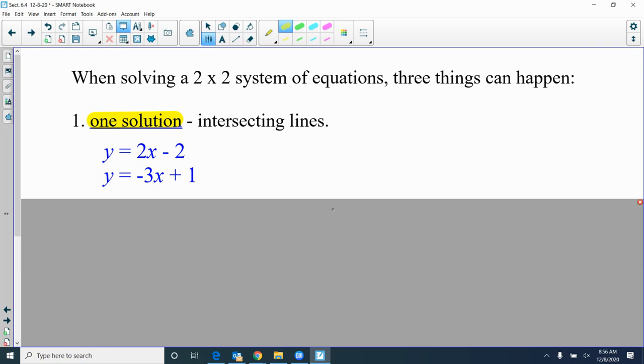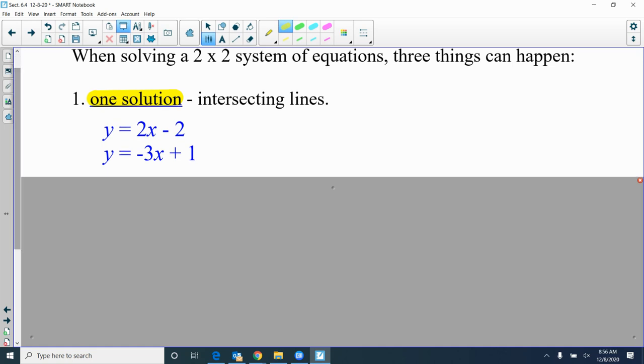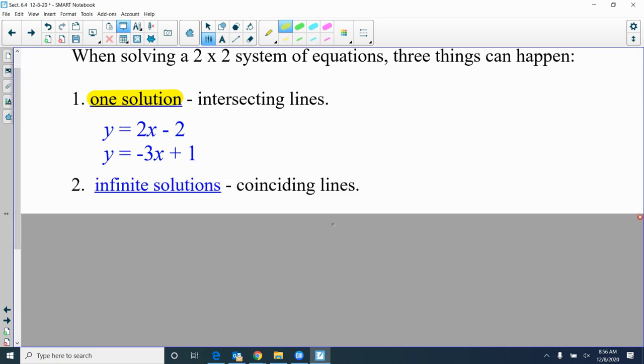So you can get one solution. Now this next one can be a little hard to understand the first time. You can get infinite solutions. Well, what does coinciding mean? Basically, it means it's the exact same thing. They are both the same. So coinciding lines means they're exactly the same.